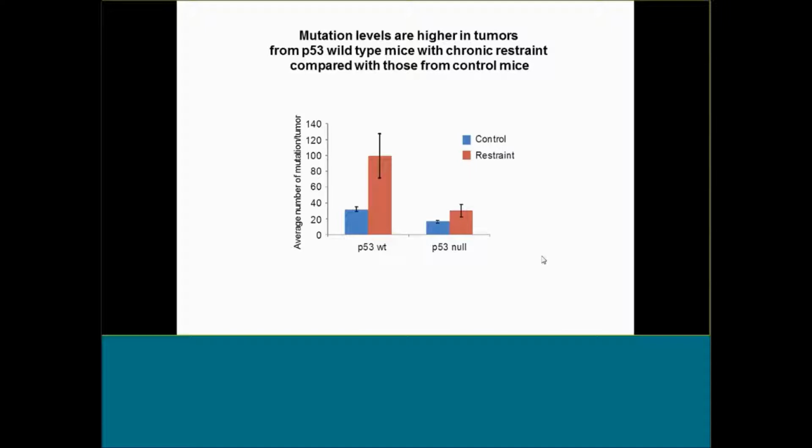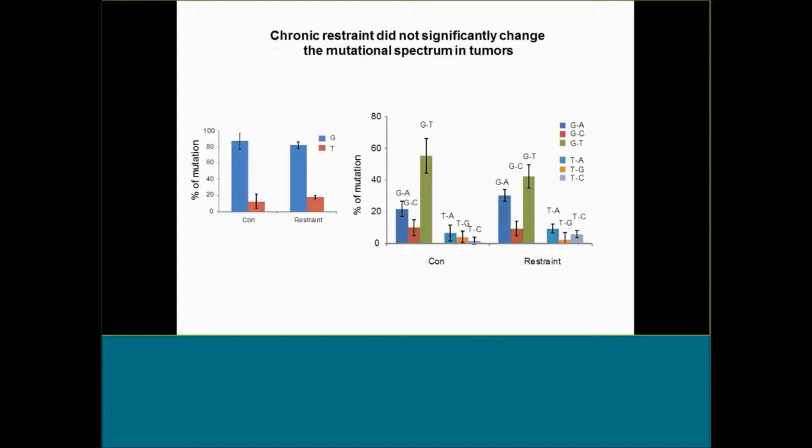So as you can see here, indeed, we observed that in the mice with chronic restraint, those tumors accumulated more mutation events compared with the tumors we collected from the mice without chronic restraint. And this difference was much reduced when we measured it in the tumors from p53 null mice.